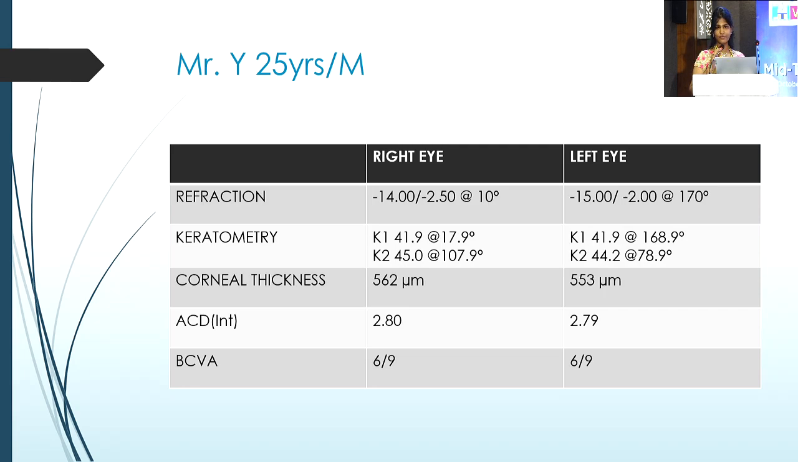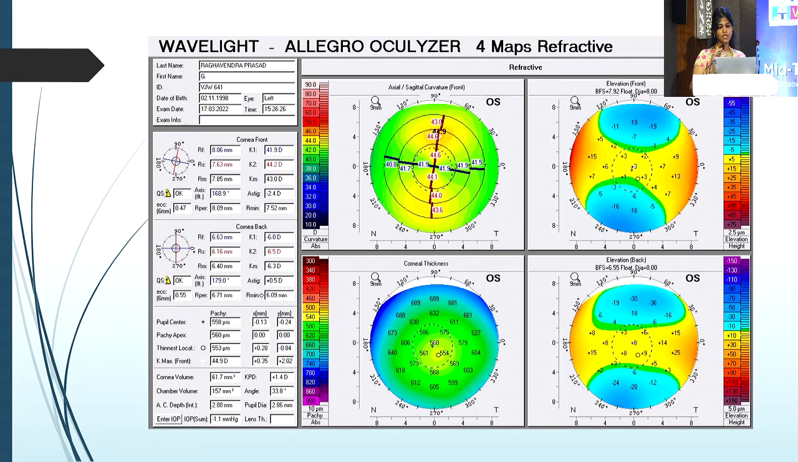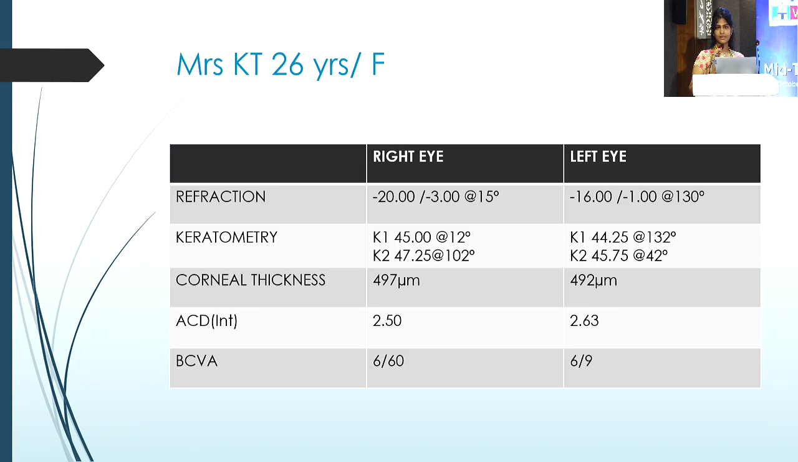Usually when we put phakic IOLs inside the eye, as it is nearer to the nodal point, the patient will have an uncorrected visual acuity better than the best corrected visual acuity preoperatively. This is the same, and this is my last case.